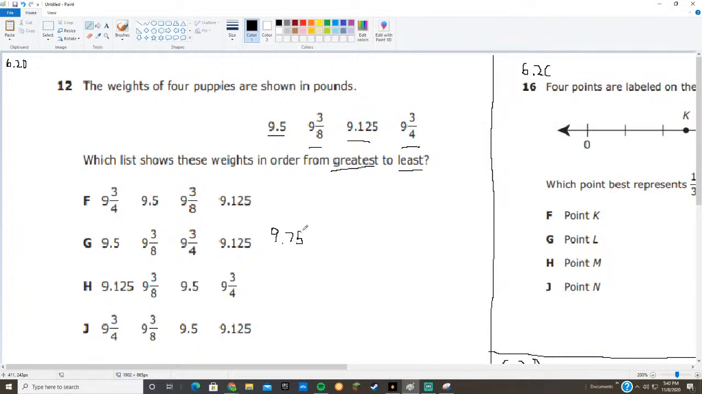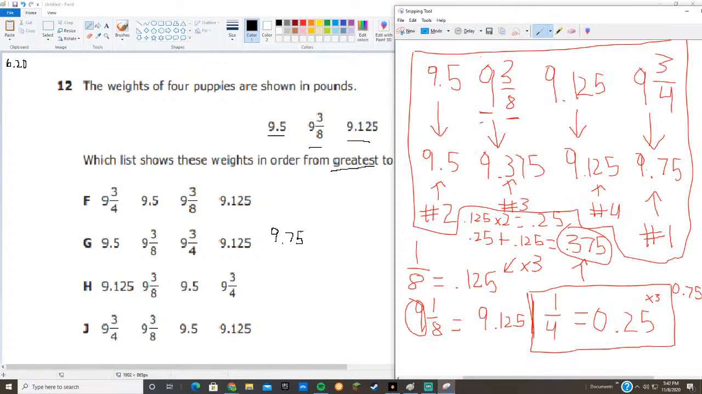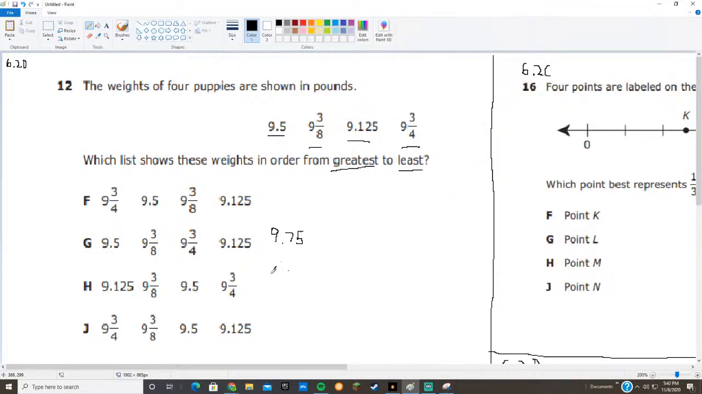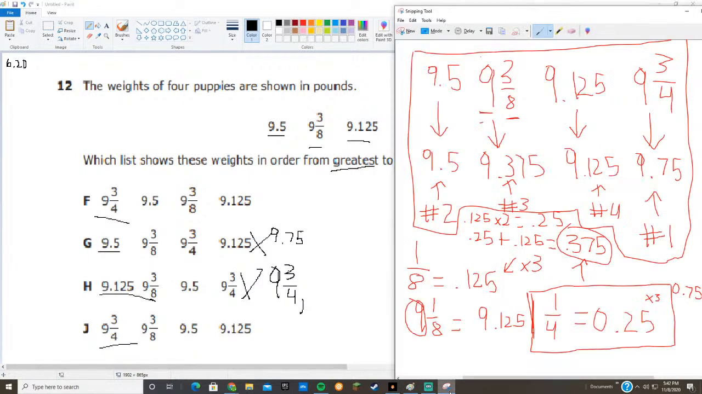No, that is wrong, because we converted this 9 3/4 into 9.75. So the first number in the sequence will actually be 9 3/4. And then there's something after that. Meaning we can automatically eliminate these two answer choices because this is 9.5, that's not 9 3/4. This is 9.125, that's not 9 3/4. Here we have a 9 3/4, here we have 9 3/4. So let's go on to the next number.